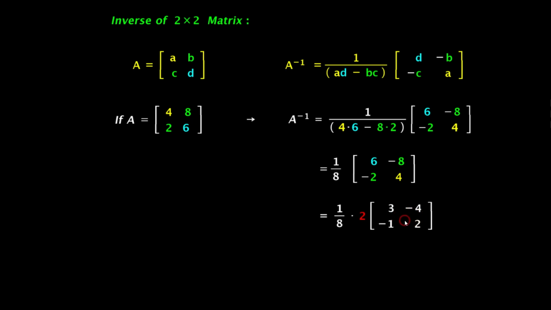We can't factor out anything. Keep this box. 1/8 times 2, double of 1/8, is a quarter. Or we divide the top by 2, divide the bottom by 2. So it's a quarter times the box. That's the inverse of these matrices.